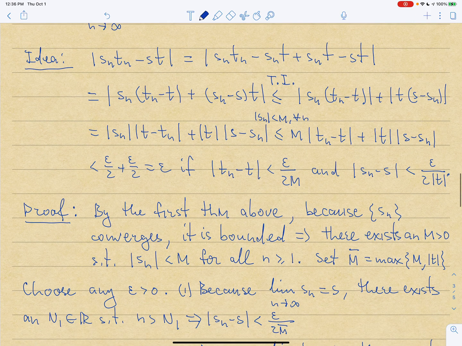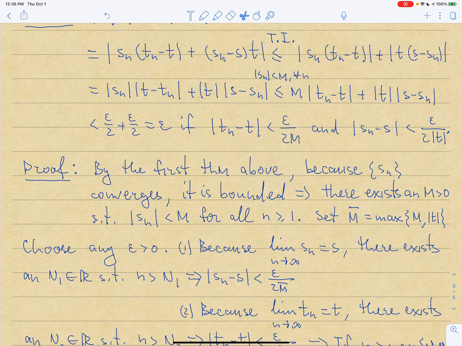Okay, so if I can establish both of these properties, then I'm done. And I should be able to do it, right? Because I know that Tn minus T is getting small as n goes to infinity, and so does Sn minus S.